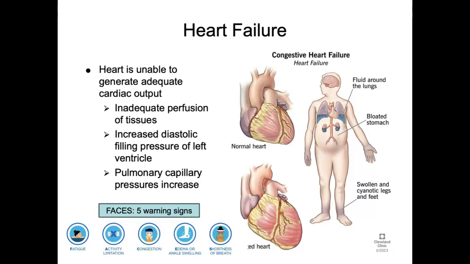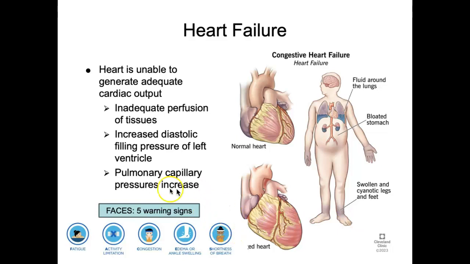In this video, we are going to discuss heart failure, and that is going to be when the heart is unable to generate adequate cardiac output in order to meet the metabolic demands of our tissues and our organs. And this can include cardiac decompensation, cardiac insufficiency, and ventricular failure. All that is done through inadequate perfusion of our tissues, increased diastolic filling pressure of our left ventricle, and pulmonary capillary pressures increasing.